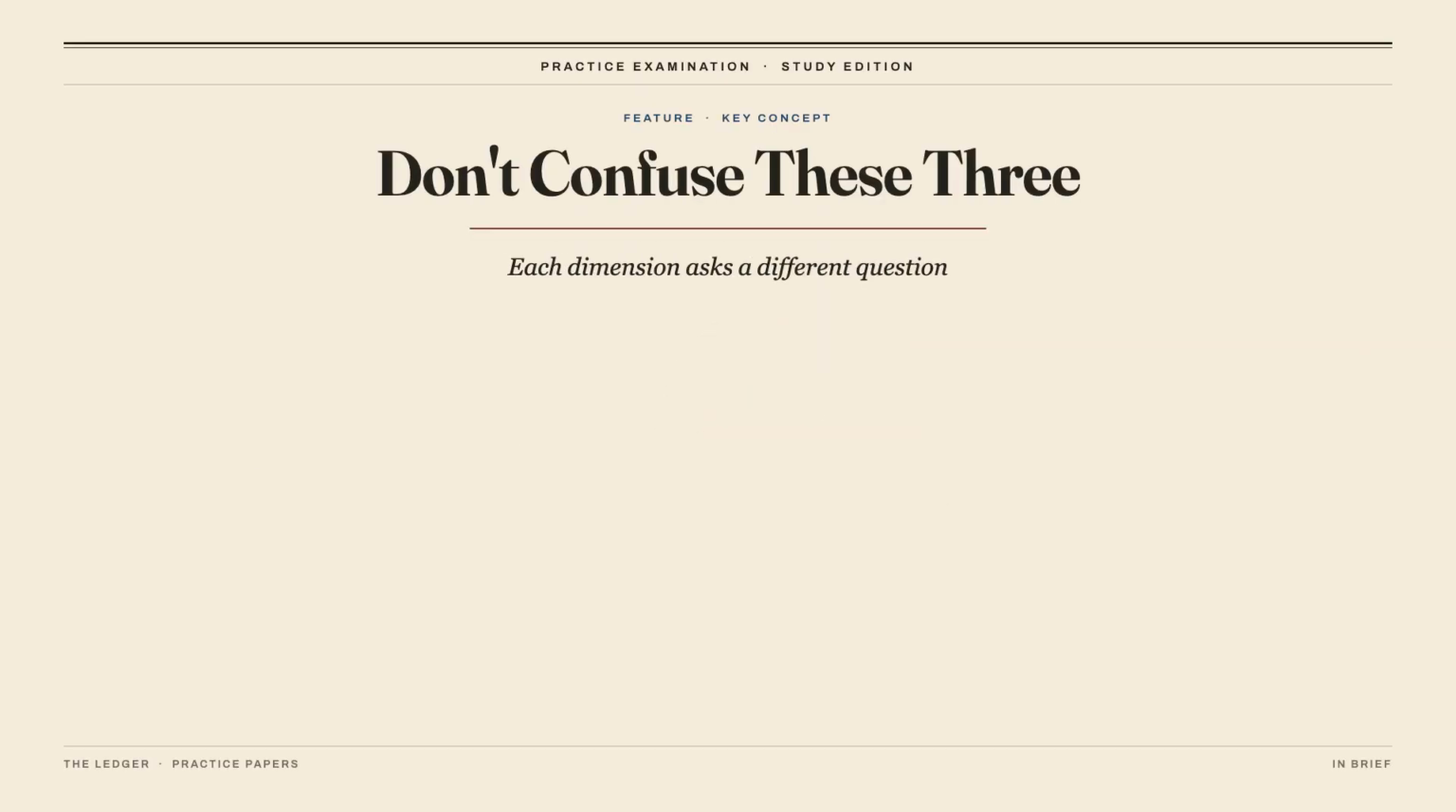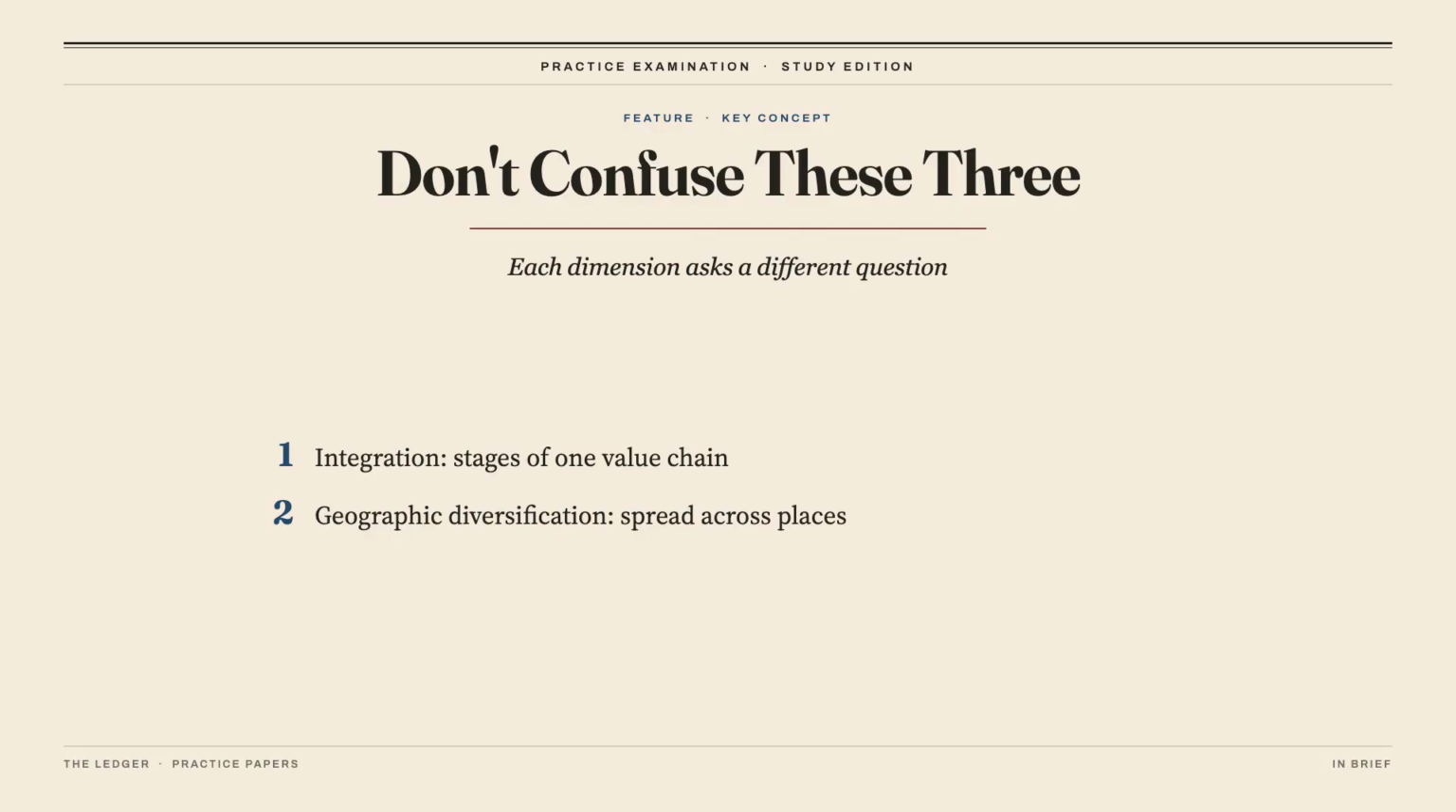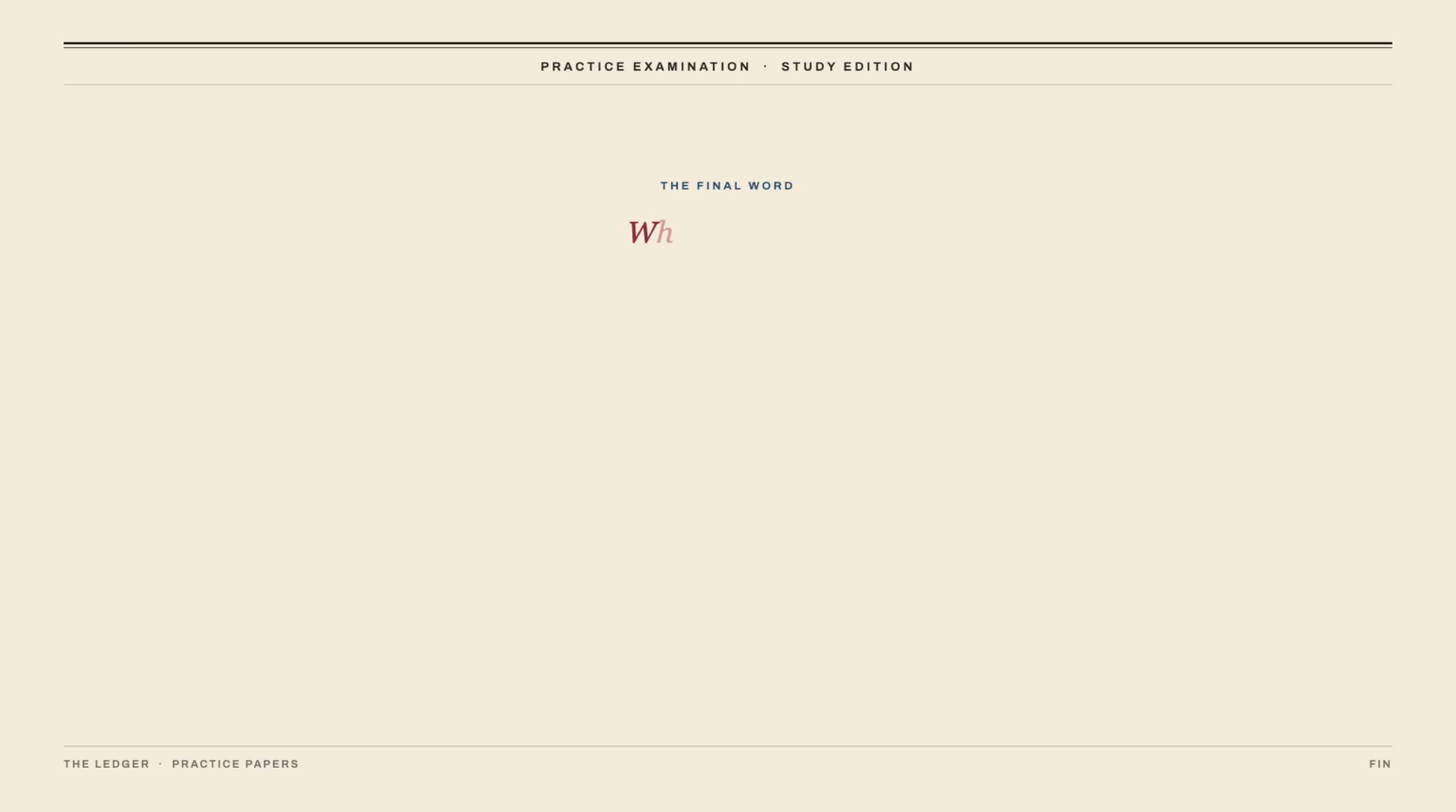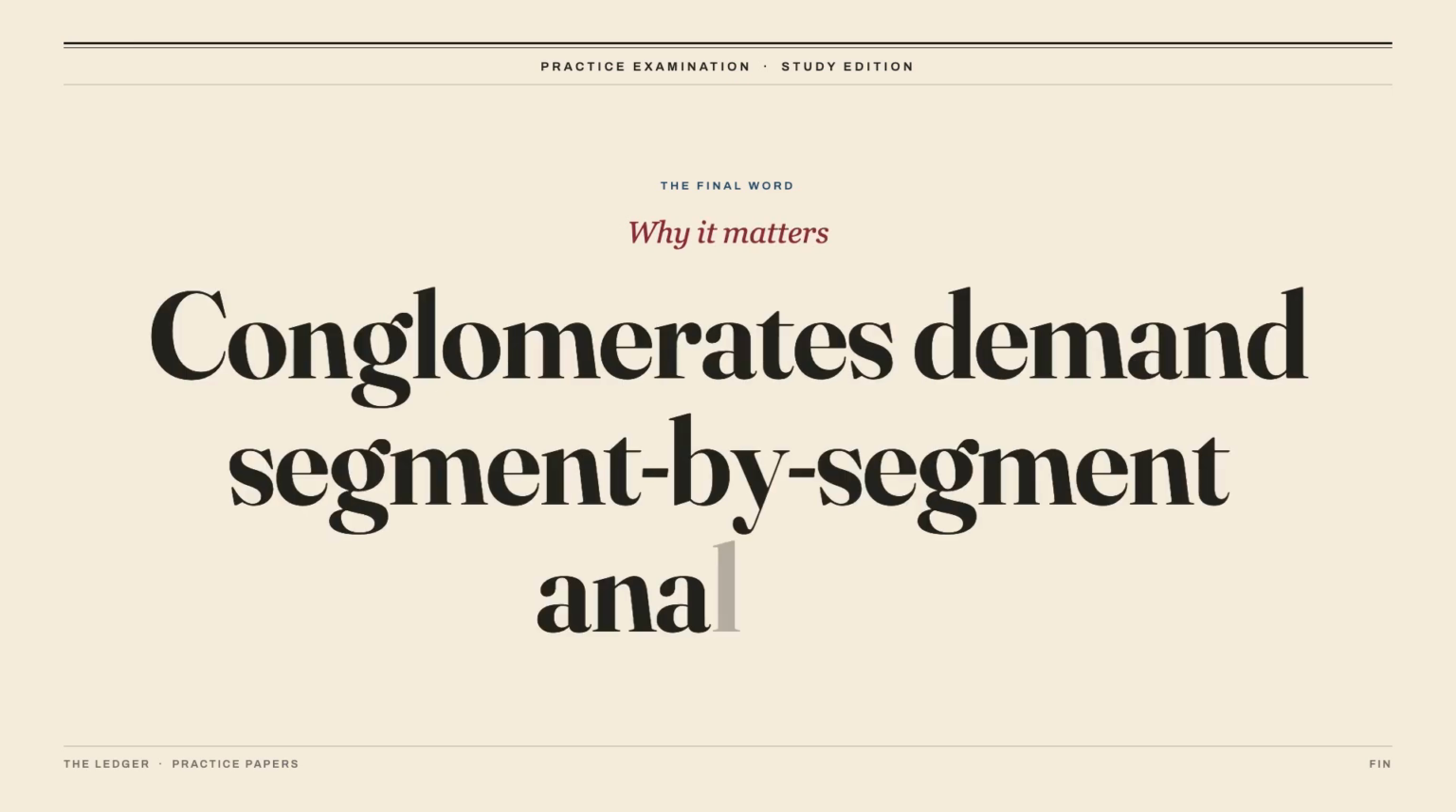It's easy to confuse this with other dimensions. Integration means controlling successive stages of one industry's chain. Geographic diversification means operating across many places. And industry diversification means operating across many industries entirely. A pure play can be benchmarked cleanly against its industry, but a conglomerate's blended numbers hide more than they reveal. Spotting high industry diversification early is a signal to slow down and analyze each segment on its own terms.